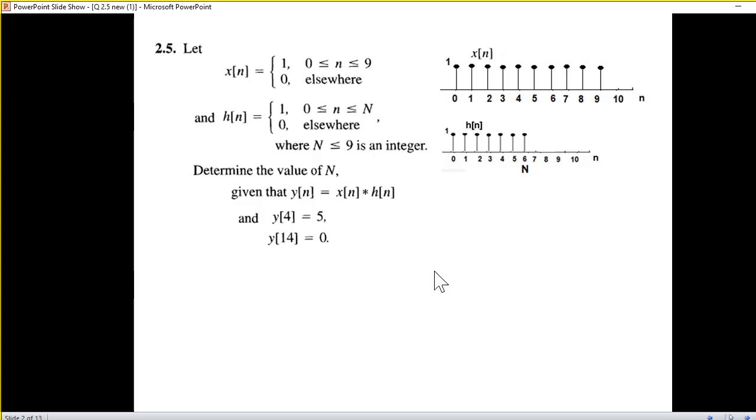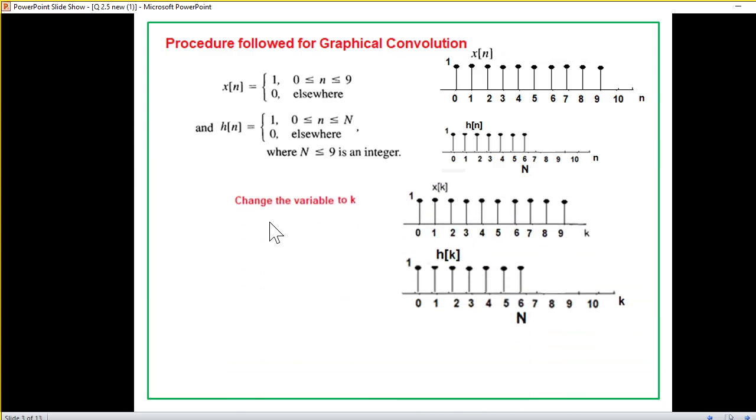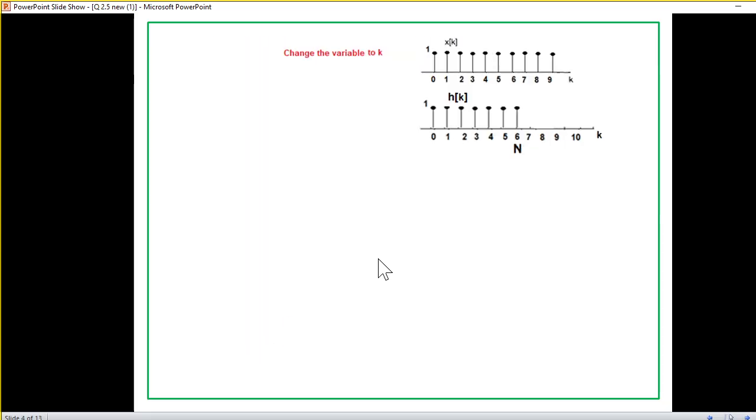Before we solve this question, let me just revise the concept of discrete time convolution. So this is the signal given. We have plotted, as I mentioned. And then the first procedure is to change the variable to k. So wherever there is n, we change it to k. The next procedure is that we flip one of the signals, flipping h[k]. This is flipped to the left. So this is the h[-k] signal.